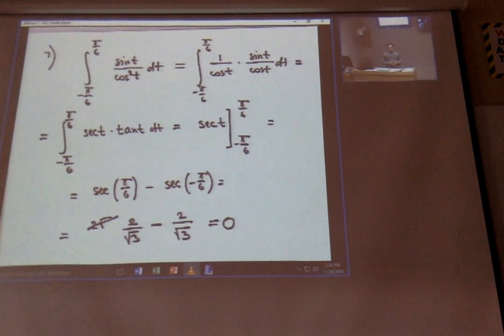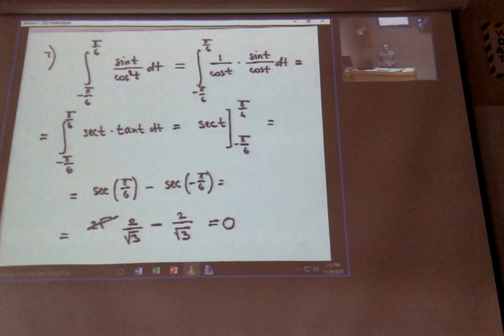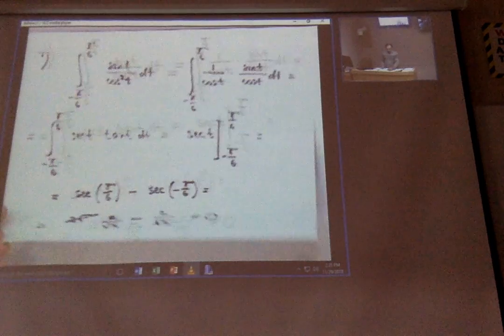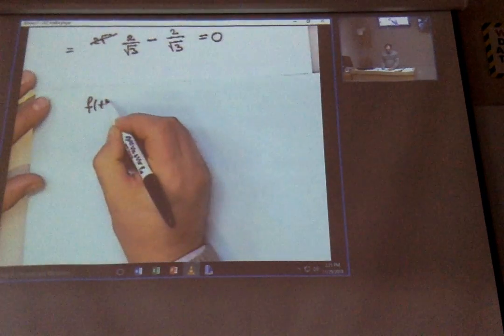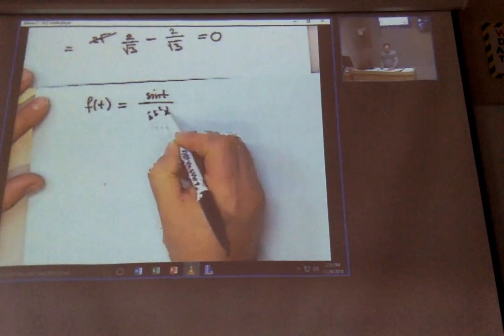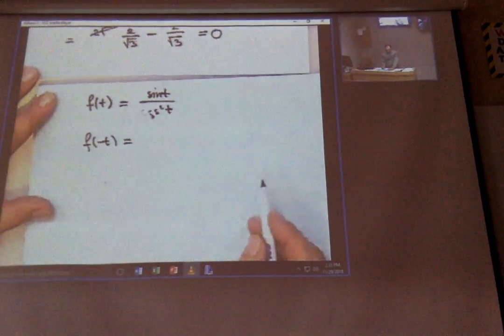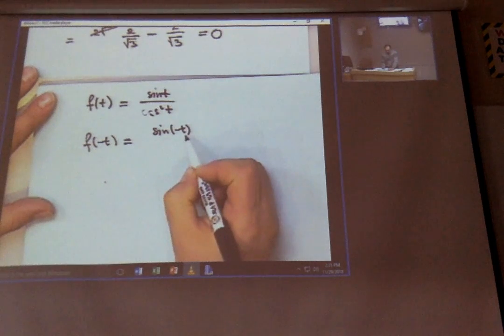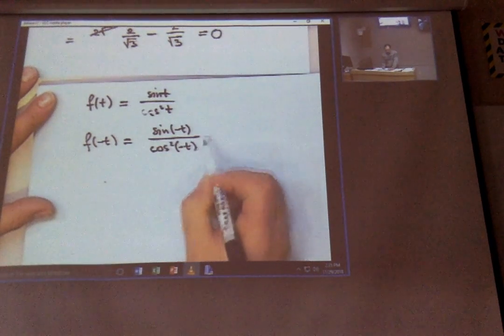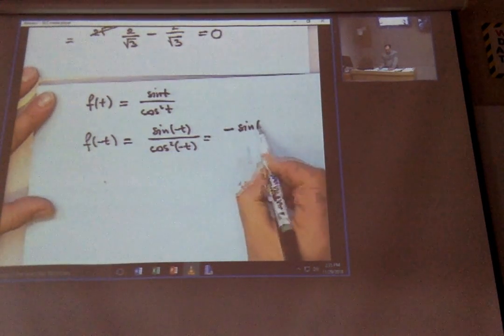Because if you look at the problem, what do you see? We have a symmetrical interval from negative pi over 6 to what? To pi over 6. So I could just check if my function is even or odd, okay? And then see what I have. So if I take my function, again, I'll call it f of t. So I have sine of t over cosine squared of t. If I check if it's even or odd, remember we have to substitute negative t, right? So we get sine of negative t over cosine squared of negative t. Well, sine itself is odd, so it's negative sine of t.